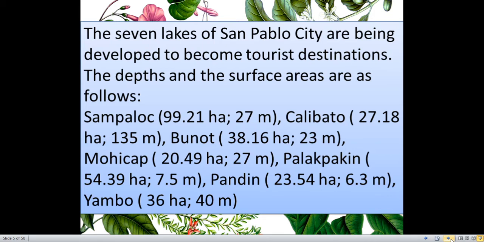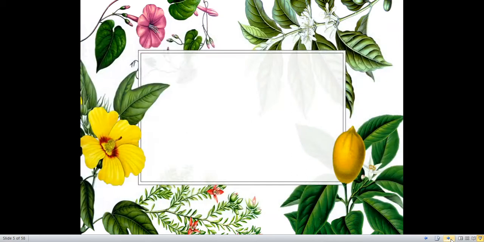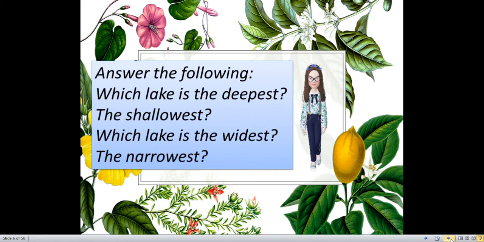Based on that article, we're trying to answer 2 questions. Which lake is the deepest? As we take a look at the article, it says that the deepest lake is the Sampaloc. The shallowest, or not deepest, is the Mohicap. And which lake is the widest? We have Calibato, and for the narrowest, we have Pandin. As you can see, our data is not yet that organized, so you may find difficulty in answering these questions. So we're going to have it in a more organized form later.